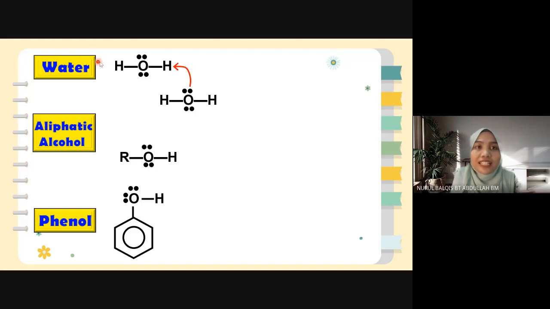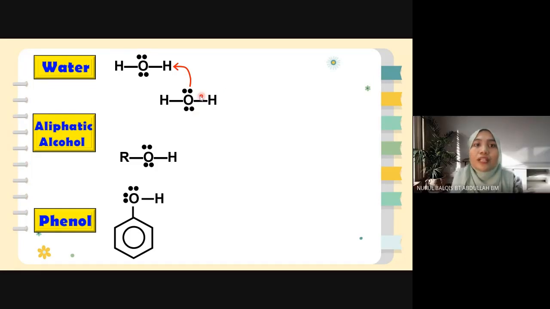Because the definition says it is a substance that is completely or partially dissociated in water to release hydrogen, is it? Do you still remember the definition of acid? Yes, Miss. So now, who is going to take the hydrogen? Whether it is easier or difficult to be donated, it is the water molecule, because we look at the definition of acid.